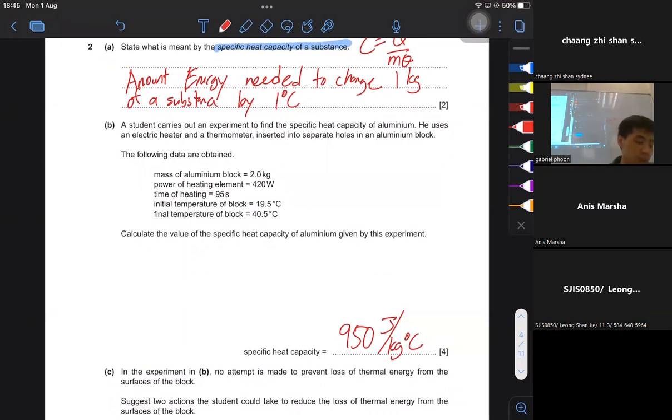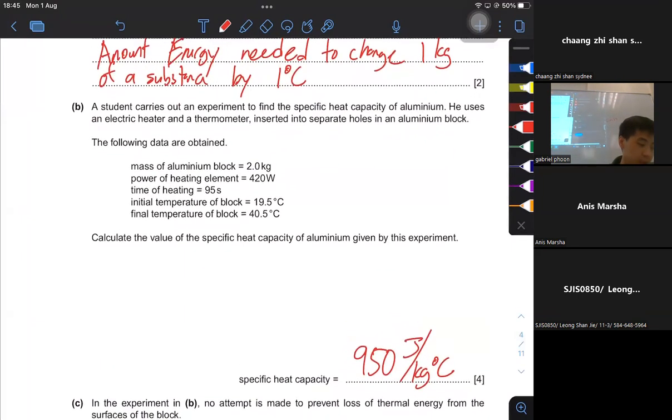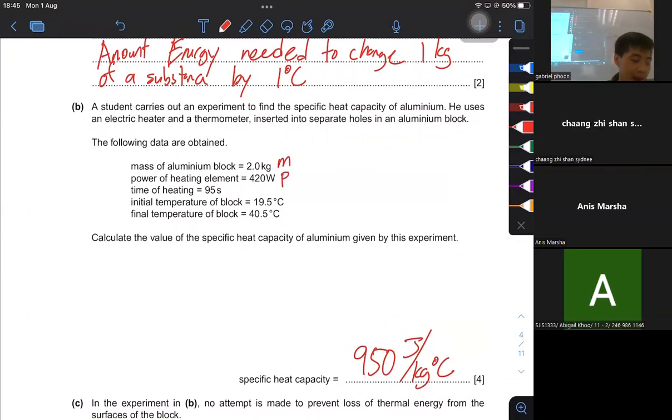Okay, guys, for those who did not get this, please pay attention here. First and foremost, you're supposed to identify that this is your mass, this is your power, this is your time, and your change in temperature is essentially 21 degrees Celsius. From here, if you're asked to find specific capacity, Q is equal to mcθ.